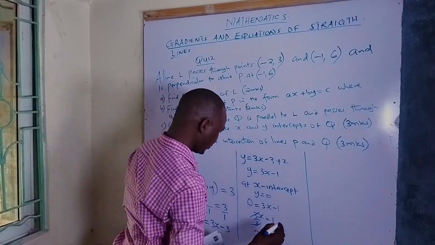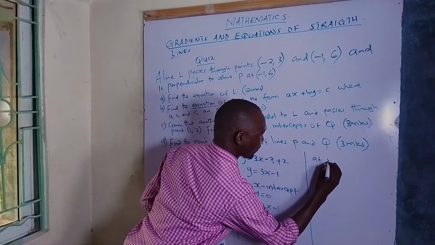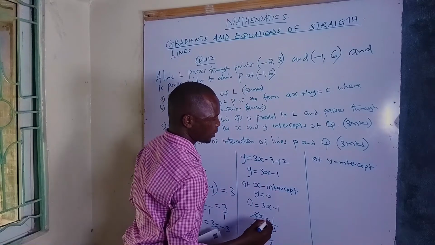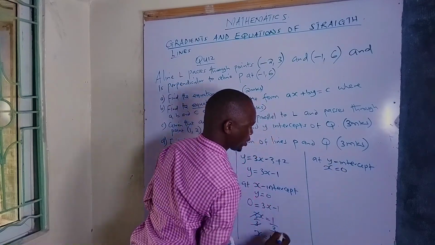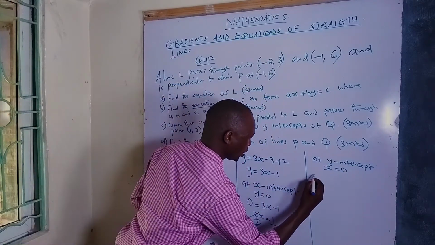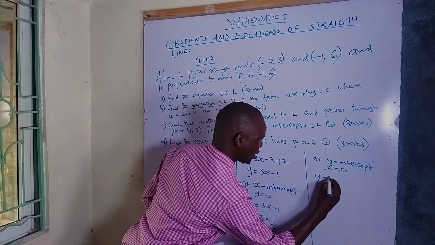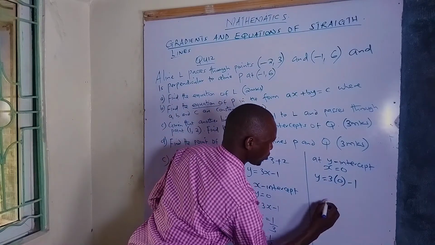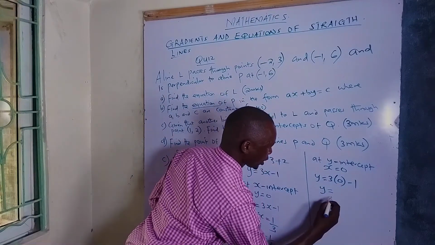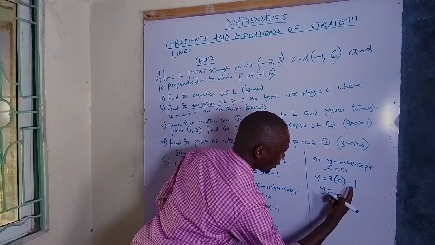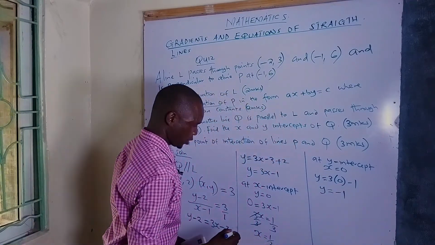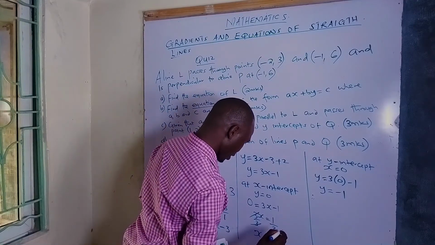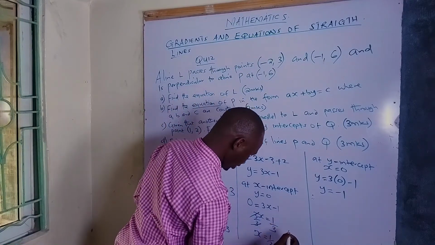So, we know at y-intercept, the value of x will always be 0. So if we take the equation, our y is 3x, meaning 3 times x, and our x is 0, minus 1, and our y is going to be what? 3 times 0 is 0, minus 1, you get negative 1. So we can conclude that the x-intercept is going to be a third.